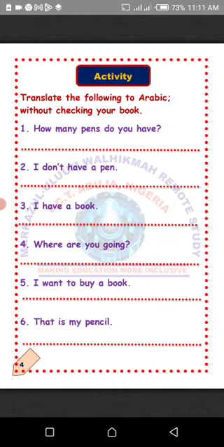Number five. How do you say in Arabic? I want to buy a book. أريد أن أشتري كتابا. I want to buy a book. Number six. That is my pencil. How do you say that is my pencil in Arabic? ذلك قلمي. I hope you understand.